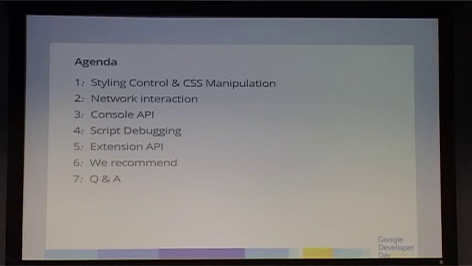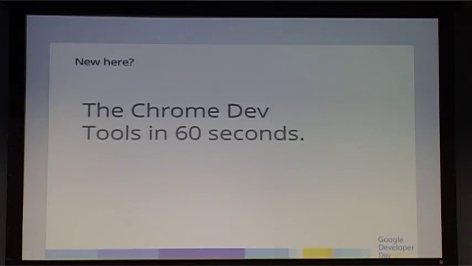The agenda: we're going to talk about styling, network interaction, the console API, which is quite a bit more in depth than I initially thought when I started preparing for this presentation. Script debugging, and you saw some really cool things in the keynote where they did the JavaScript prettifier, I can't say the word properly, but the pretty printer is probably the best way of saying it. So we're going to talk about that. It's pretty cool. We've got some nice things to do.